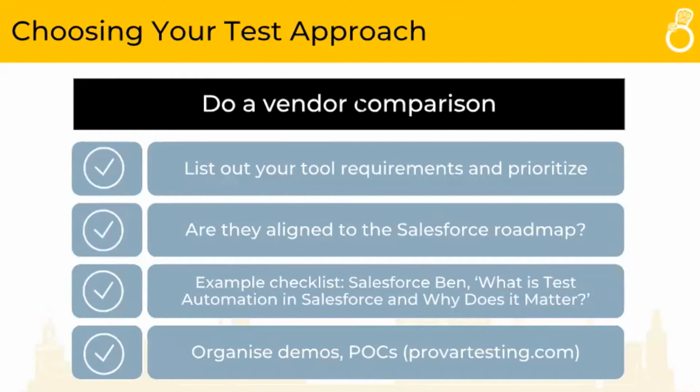So if you want to do test automation, the first thing you should do is do a vendor comparison, okay? So in order to do that, you should list out your requirements from that tool. So is it mobile testing? Is it testing just Salesforce? Is it testing Salesforce and your community website? What are the things you want to test? What does it need to do? And prioritize them, which are the most important, because not all the tools have equal features. Think about whether that tool is aligned to the Salesforce roadmap. So with Summer 19 about to come out, will they patch their product for Summer 19 to keep it working? Or will you have to do the patching yourself?